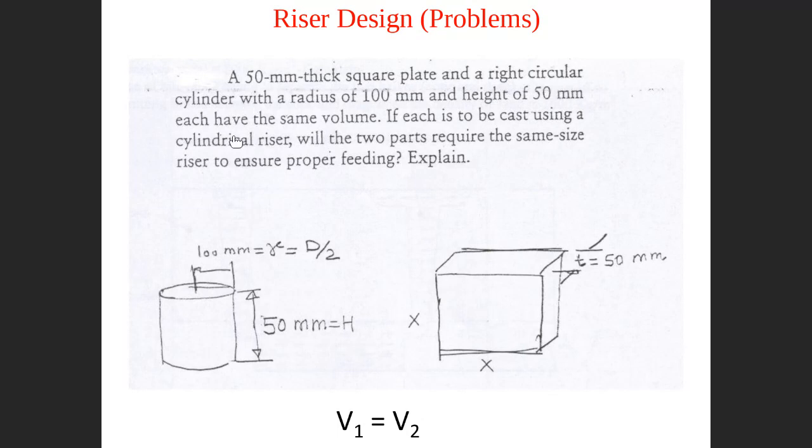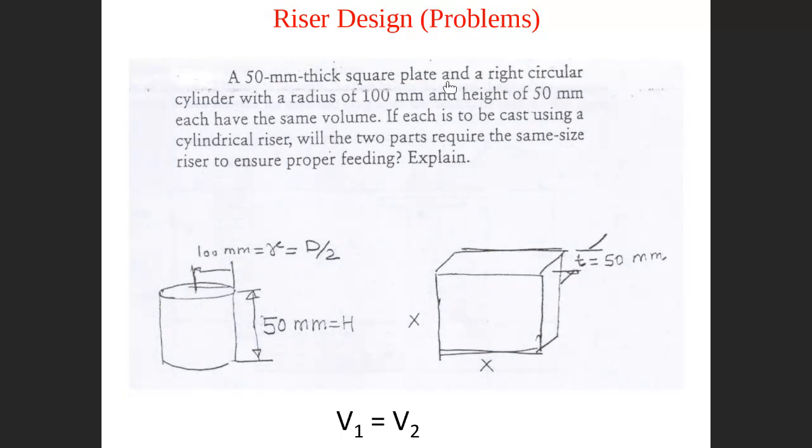And a right cylinder here. This is a cylinder. Can you see that? This cylinder has a radius, not diameter, a radius of 100 millimeter, diameter divided by 2, and the height is 50 millimeter. So the radius is 100 millimeter and the height is 50 millimeter. There are two parts here. This is the first part, this is the second part, right?